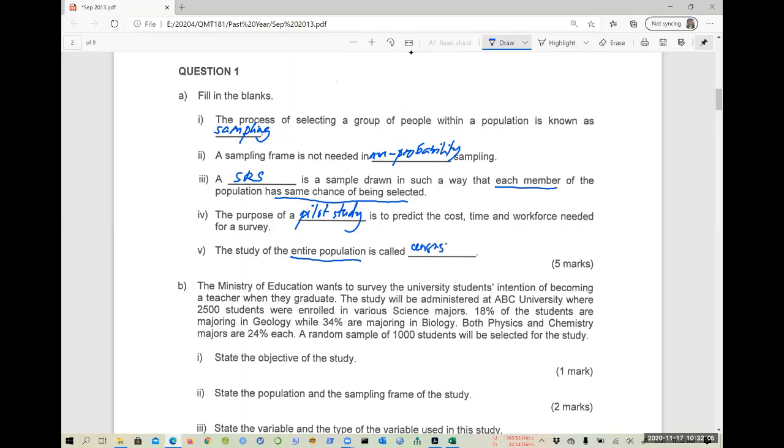Okay, it's called census, or banci here. So let me just write this correctly. The writing is not so nice. Okay, census. Okay, right. So that is the answer for question number 1. Okay, the study of the entire population is called a census.